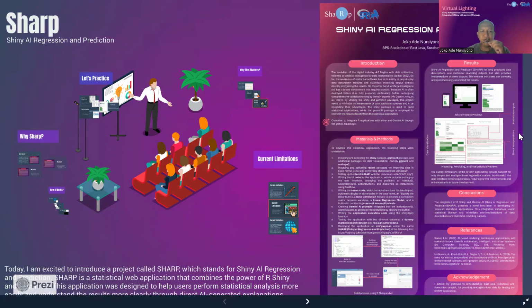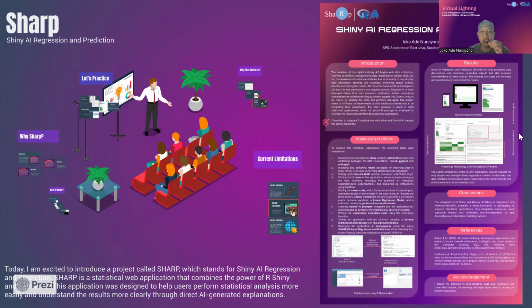Everyone. Today I'm excited to introduce a project called SAR, which stands for Regression and Prediction. SAR is a statistical web application that combines the power of R Shiny and gemini.R. This application is designed to help users perform statistical analysis more easily and understand the results more clearly through AI-generated explanations.